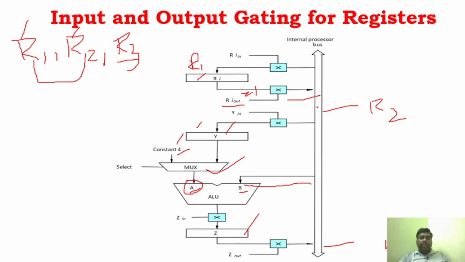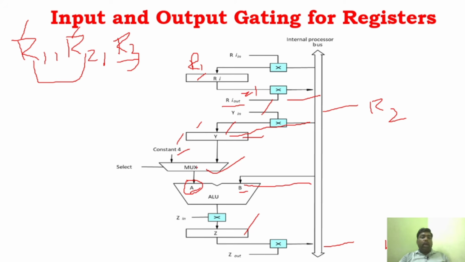So now from the internal bus, what will happen here? It has to go through this particular Y. So we have to enable Y in. Y in will be enabled so that the content of R1 will be moved to this particular Y. That is, Y in is enabled, so it is moved to Y.